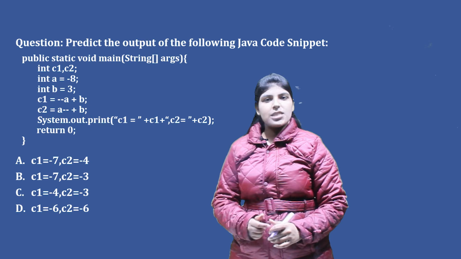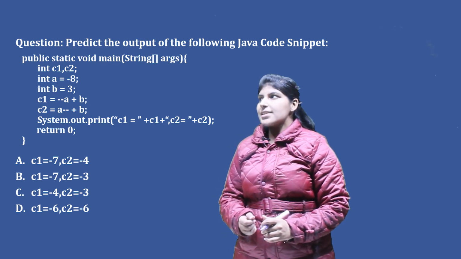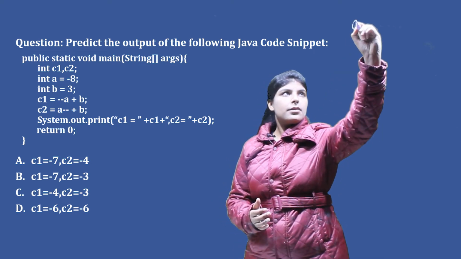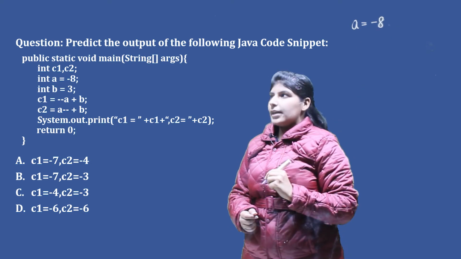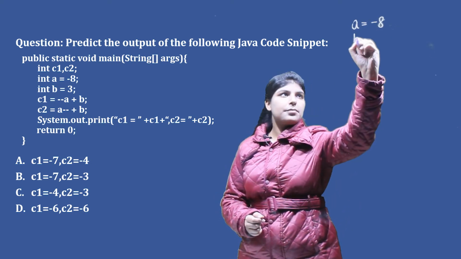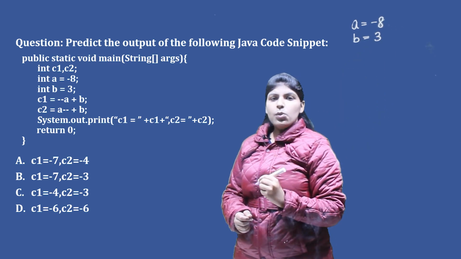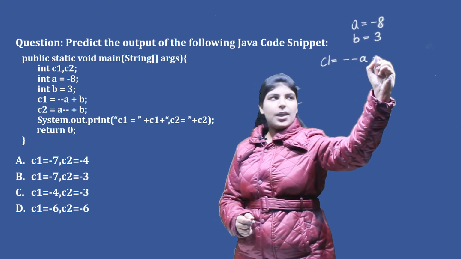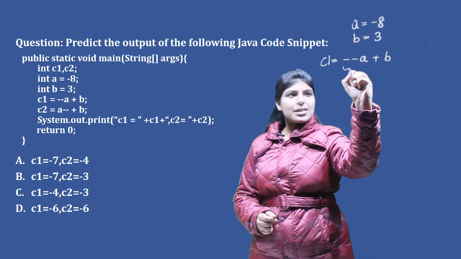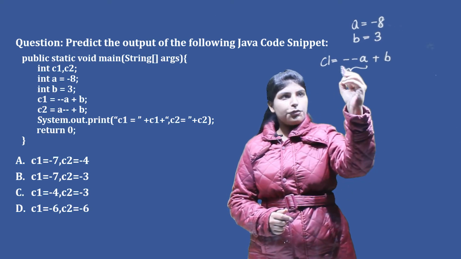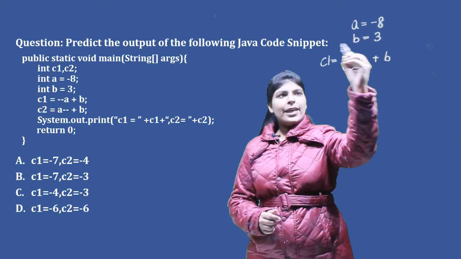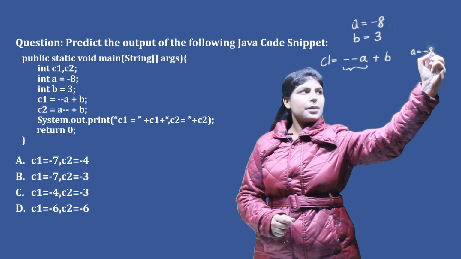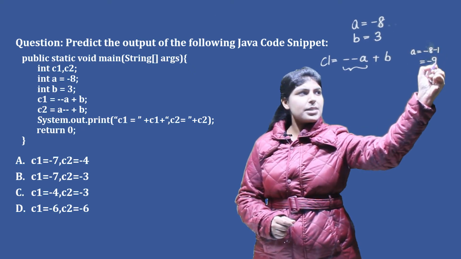So here I have 2 integer variables C1 and C2. Next I have an integer variable A. And what's the value of A? A's value is minus 8. So A is equal to minus 8. Next I have B whose value is 3. Now C1 is given the value --A + B. So now this --A is a prefix operator. So first the value of A will be changed and then it will be used in this expression. So now first A will become minus 8 minus 1. So the value of A will be minus 9.